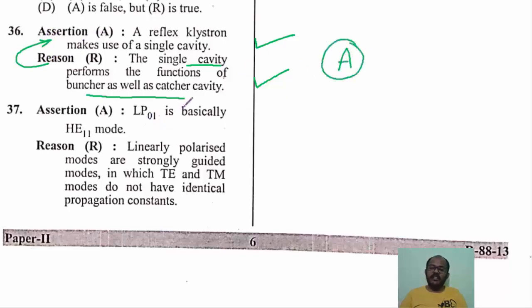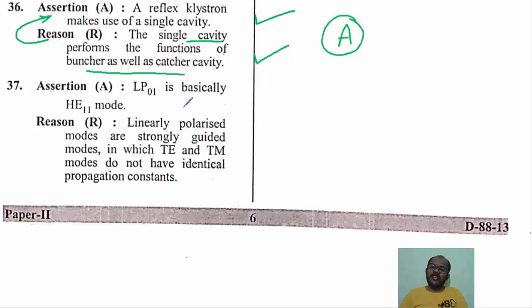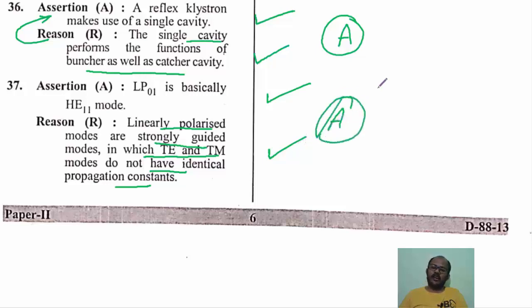37th question, what they are telling is linear polarization 0-1 mode is basically HE11 mode. This statement is true. What is the reason they are telling? Linearly polarized mode or strongly guided mode in which transverse electric and transverse magnetic modes do not have identical propagation constant. Even this statement is also correct. So the reason is giving proper explanation. So I need to opt for A.